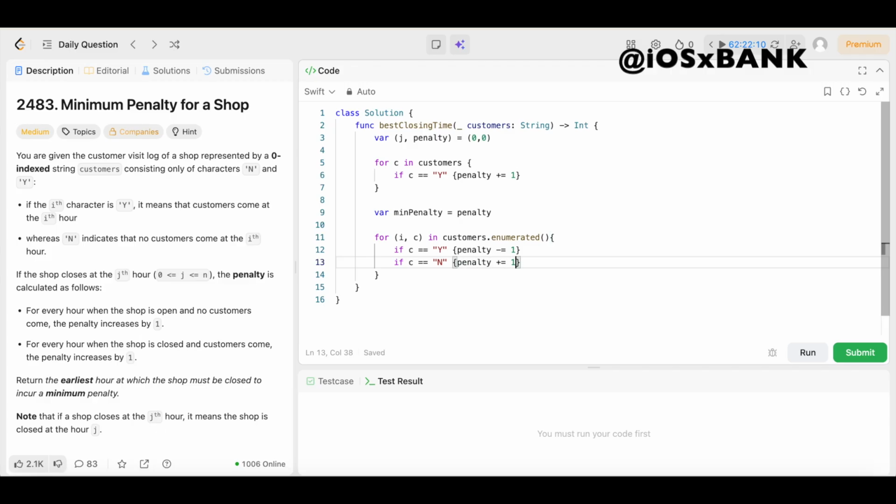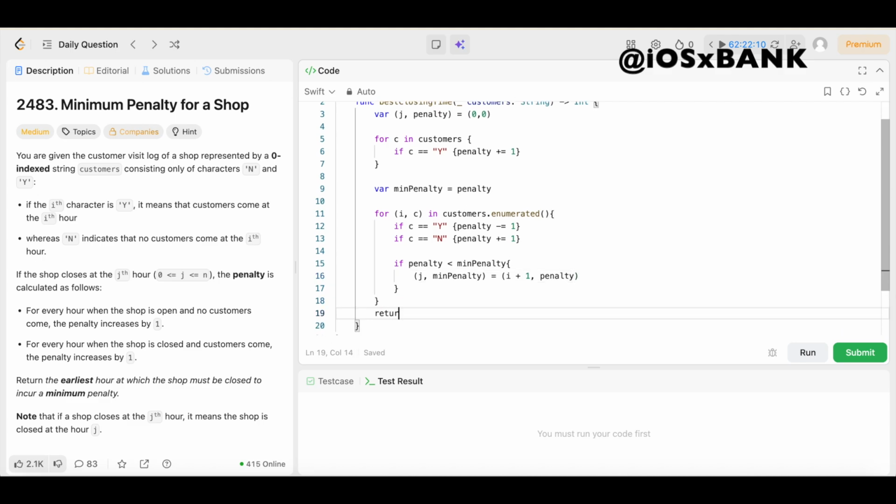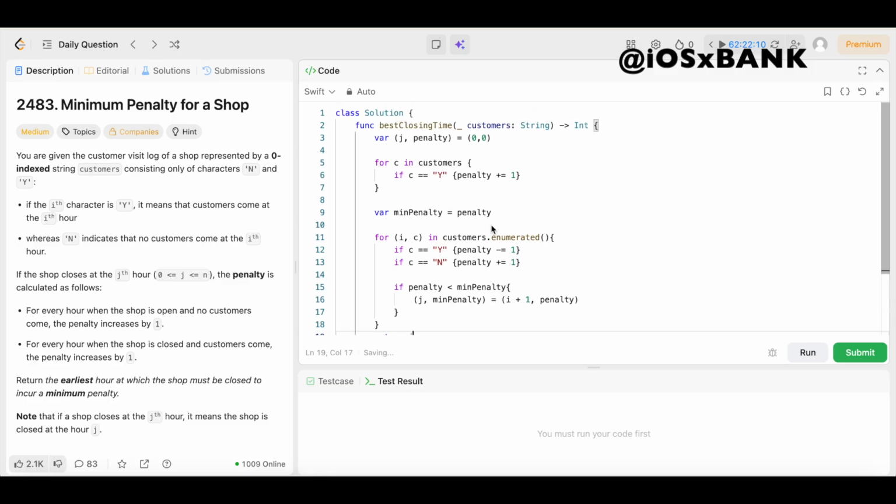Now, if the current penalty is lower than any seen before, we're going to update the best closing time to i plus 1. So we'll come underneath this and say if penalty is less than minPenalty, we'll open up the brackets, open up the parentheses and say j, comma, minPenalty equals, open up the parentheses, i plus 1, comma, penalty. Boom. Then we're going to come underneath this, and we need to return the earliest hour with the minimum penalty, so we could just say return j. Should be all she wrote, y'all.